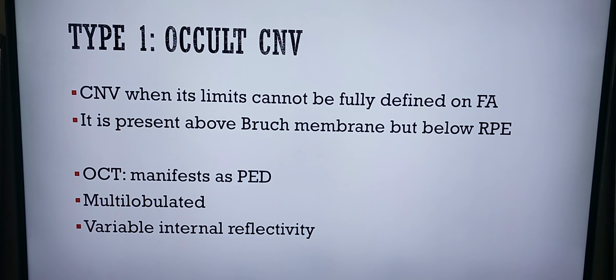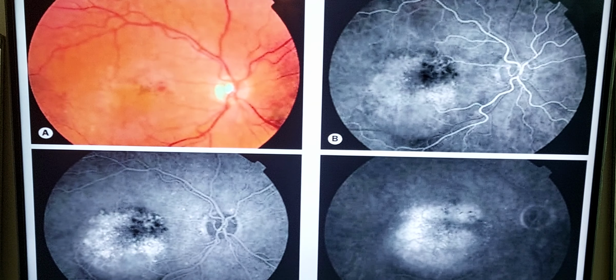Type 1 is also known as occult CNV, and it is described when the limits cannot be fully described on fundus angiography. It is present above the Bruch's membrane and below the RPE. So here you can see that there is a diffuse hyperfluorescence present, and the exact limit cannot be defined. This is a type of occult CNV, and this is most commonly seen in age-related macular degeneration.